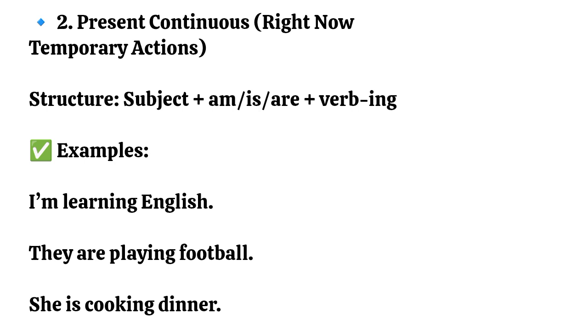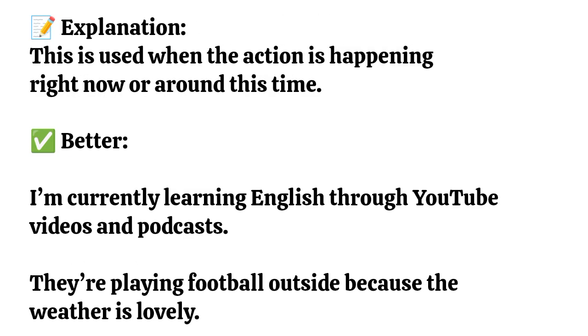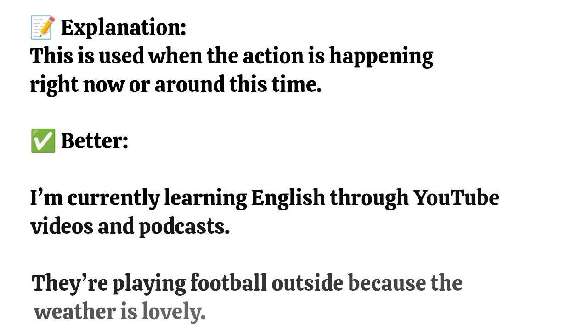2. Present continuous: right now, temporary actions. Structure: subject plus am, is, are, plus verb-ing. Examples: I'm learning English. They are playing football. She is cooking dinner. Explanation: This is used when the action is happening right now or around this time. Better: I'm currently learning English through YouTube videos and podcasts. They're playing football outside because the weather is lovely.